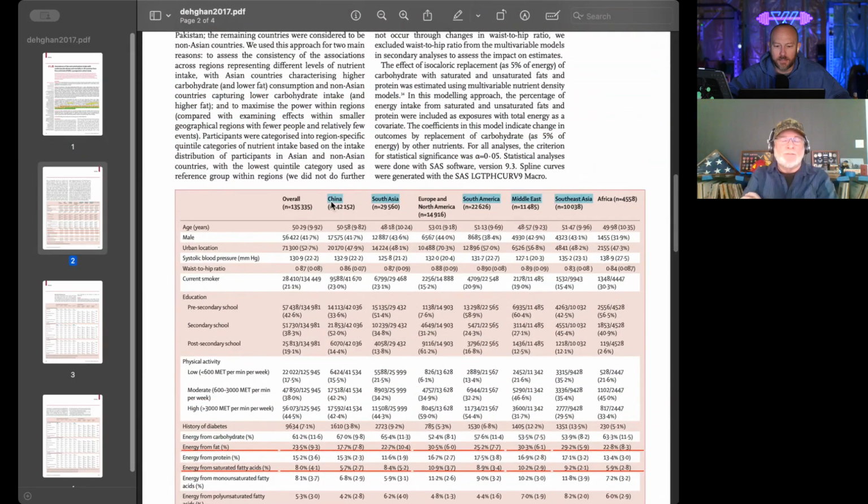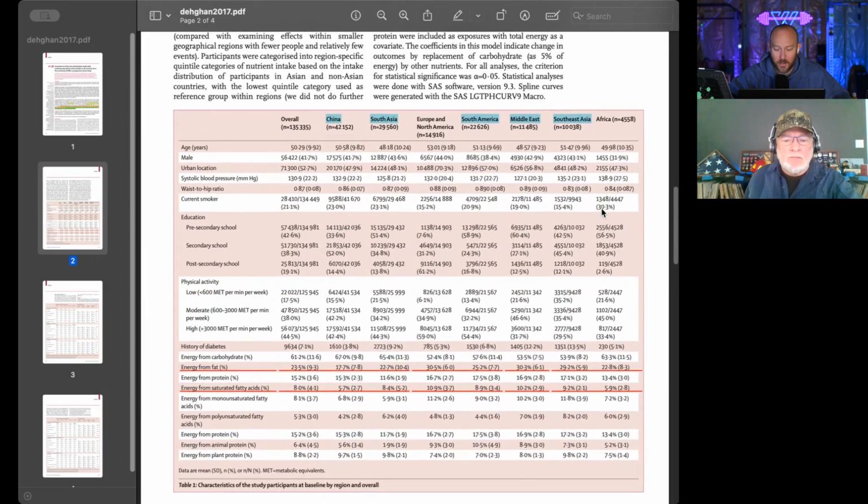So our countries, we have China, South Asia, Europe and North America, South America, the Middle East, Southeast Asia, and Africa. And we see our energy from fat. Now our dietary guideline recommendations keep total fat around 30%. And we can see that the highest amount here, coming from Europe and North America, is 30.5%. And then we have the Middle East at 30, Southeast Asia at 29, and the rest of them start falling off from there.